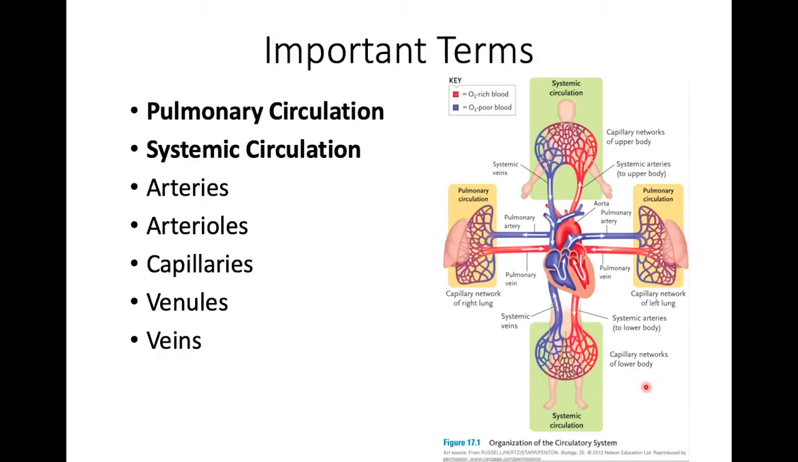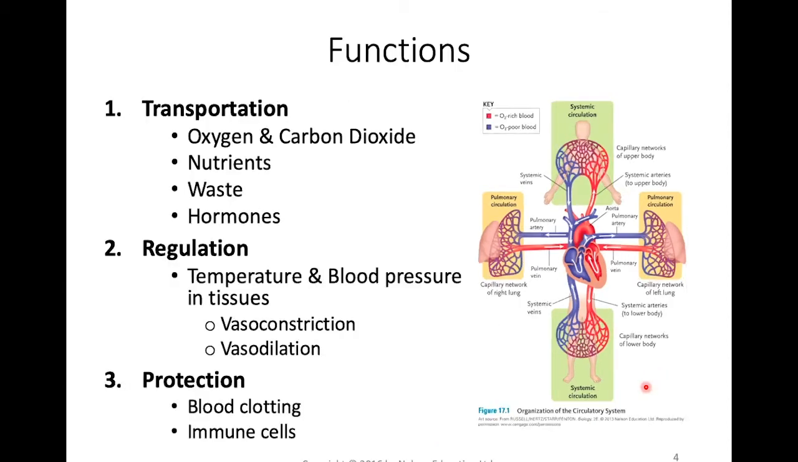We're going to get to spend a lot of time focusing on the specific names as well as locations of the different arteries and veins in the body. Now, the main functions of the cardiovascular system are transportation, regulation, as well as protection. Now, with transportation, we've already sort of talked about this in terms of transporting oxygen and carbon dioxide.